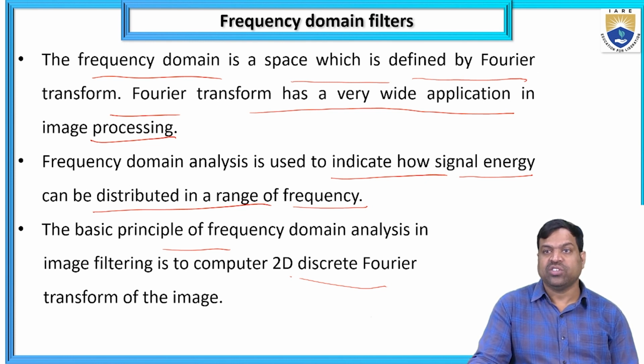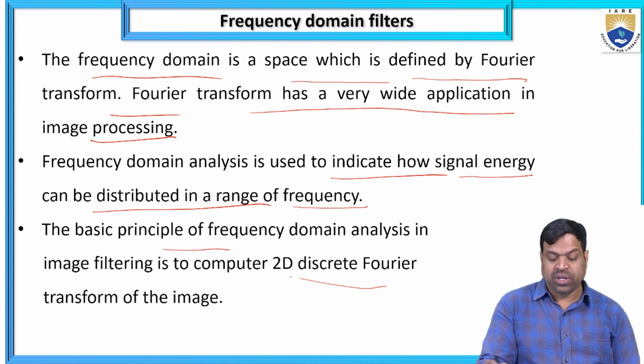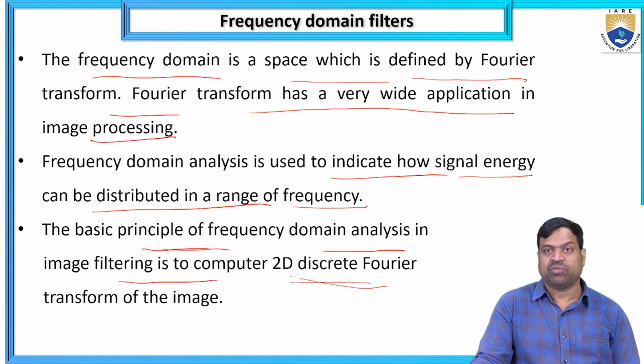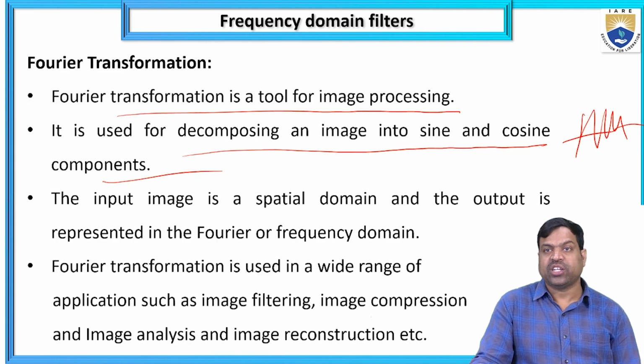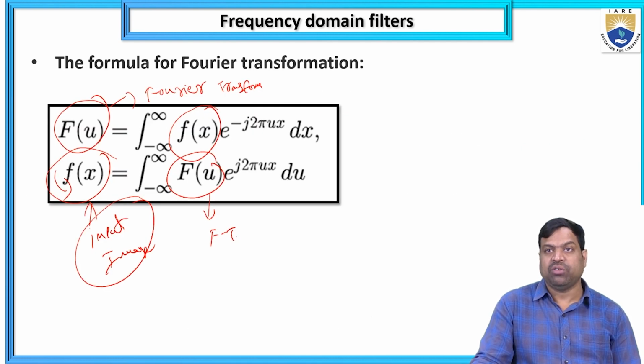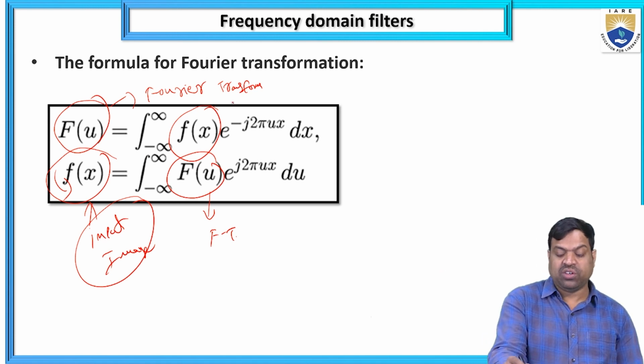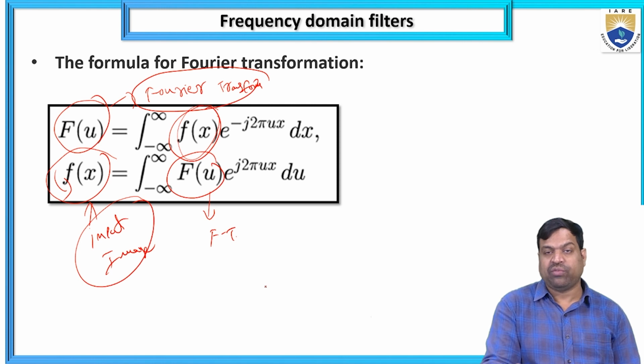Frequency domain analysis is used to indicate how the signal energy is distributed over a range of frequencies. The basic principle of frequency domain image filtering is to compute the 2D discrete Fourier transform of the image. The Fourier transform is a tool of image processing for the sine and cosine components. Here is one equation formulating the Fourier transform. Capital F of u is the Fourier transform equation, which we apply to the input image f of x.